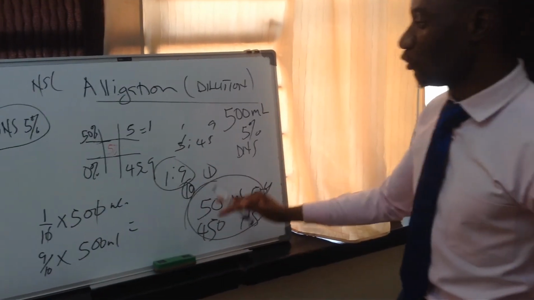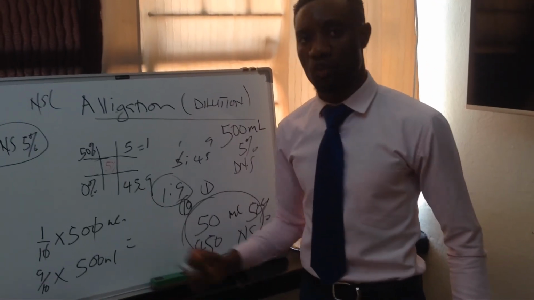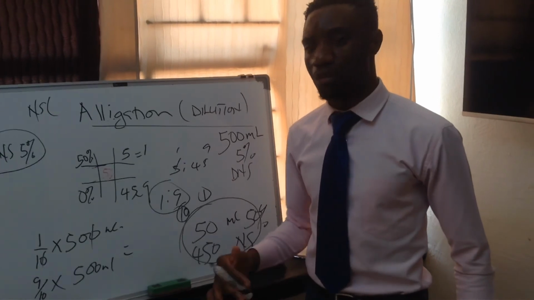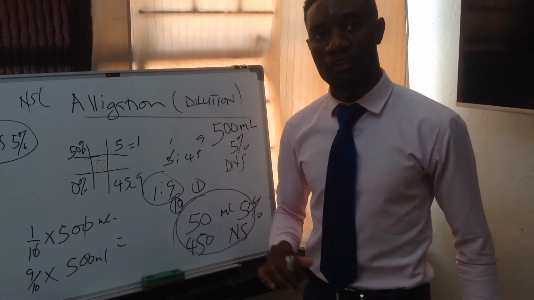So this is how you go about the alligation method. In case you don't know how to go about this concentration, this is how you go about it. It's a very easy calculation.